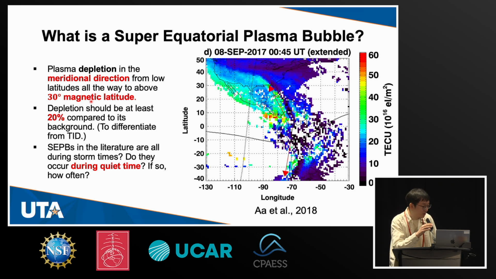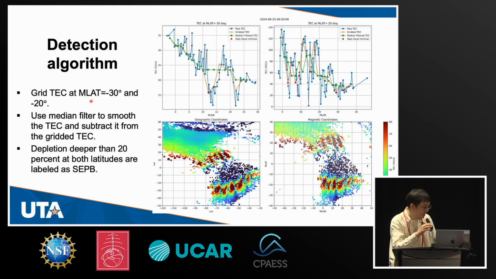But how about quiet time? As Dr. Adovaki showed, during quiet time there are also some scintillations, and there are some super plasma bubbles associated with them. And here I use a simple algorithm to try to figure out whether there are quiet-time super equatorial plasma bubbles in South America, because it's at the very right location to observe those bubbles around certain magnetic latitudes.